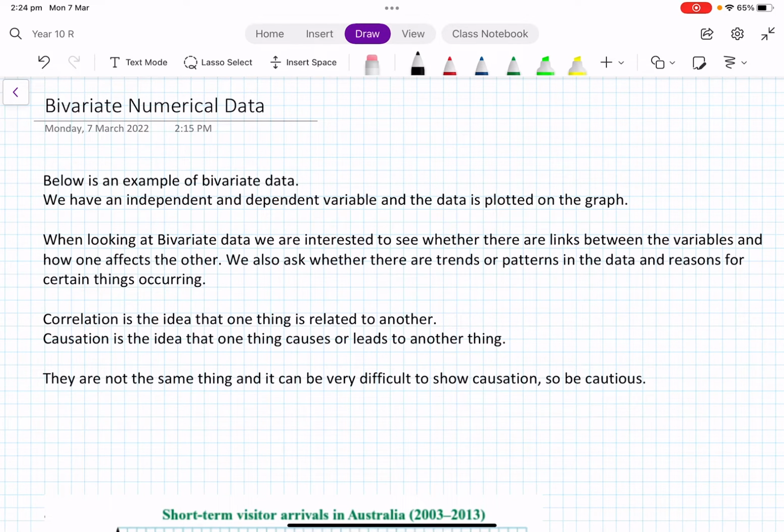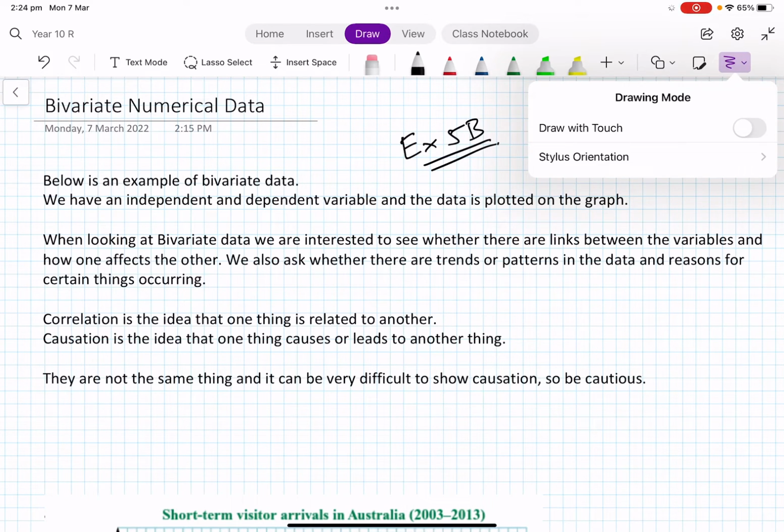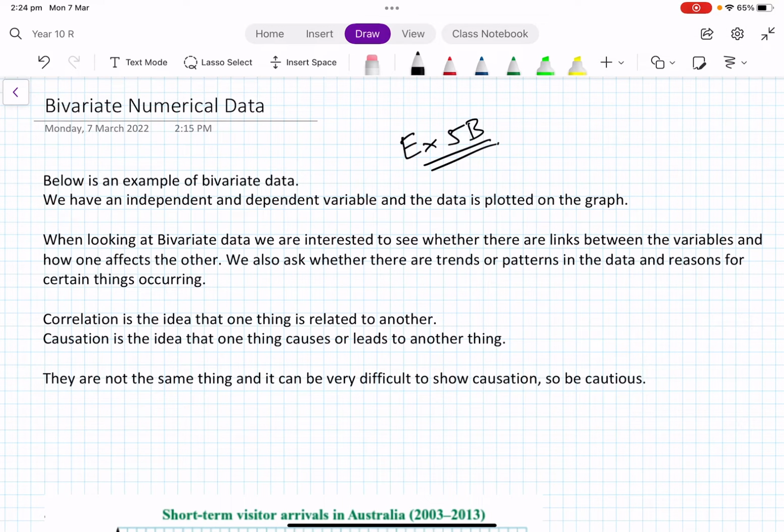So today we're working on 5B, and so we just want to kind of go through. I'm just going to do an example. It's reading off graphs, looking at trends, answering questions. So just to work through those things to see how we go. So make sure that you have a look through.